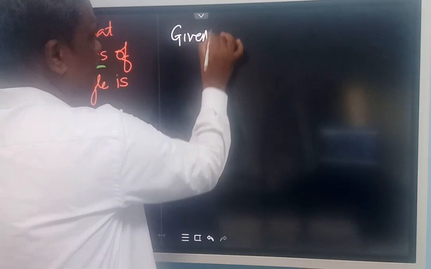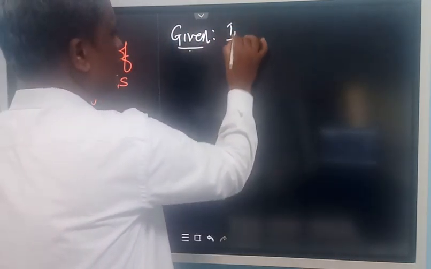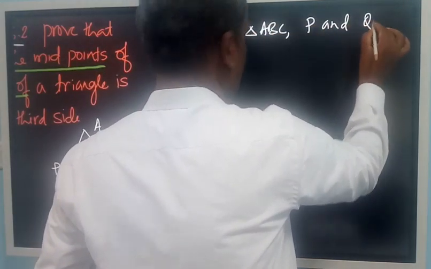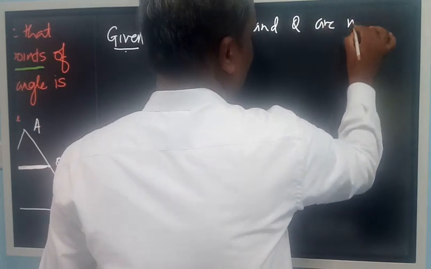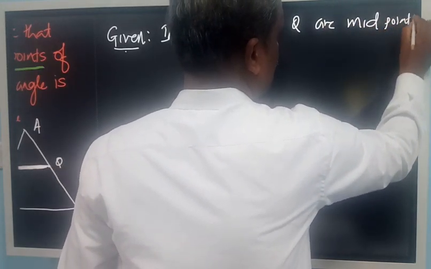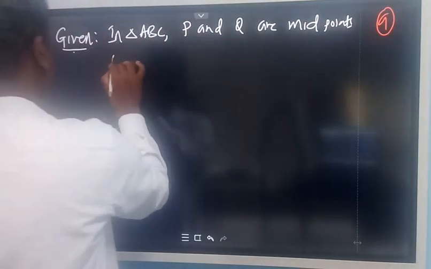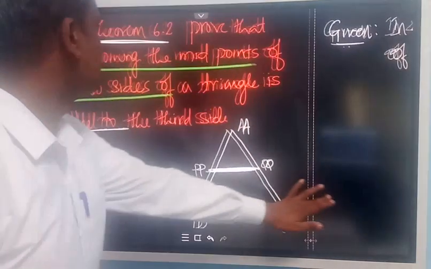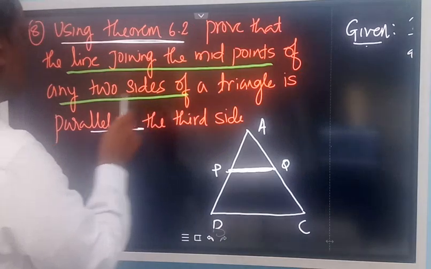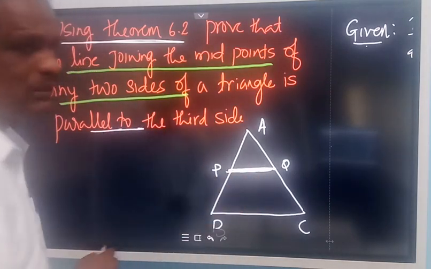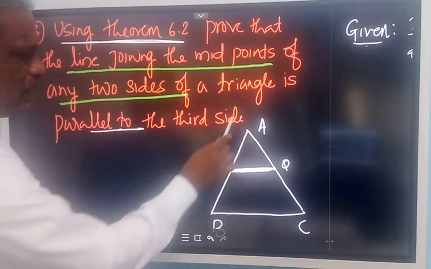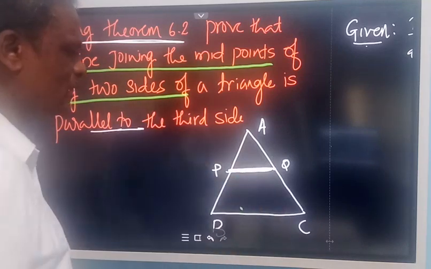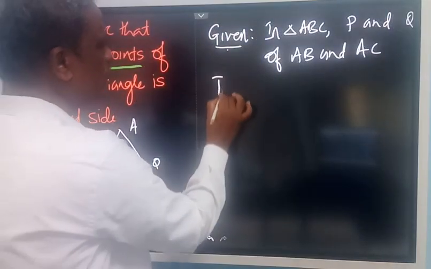So let us write, given in triangle ABC, P and Q are midpoints of AB and AC. So it is given like this. Prove that a line joining the midpoints of any two sides of a triangle. I have taken P and Q as the midpoints of two sides AB and AC, which means this will become the third side. So I have to show that this line PQ is parallel to BC. So that means to prove, what we have to prove here?